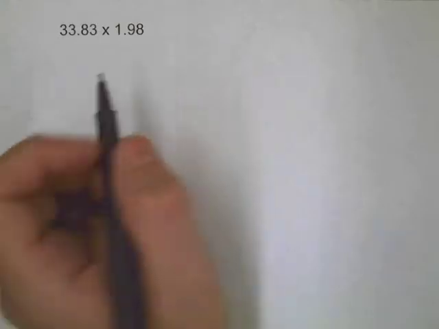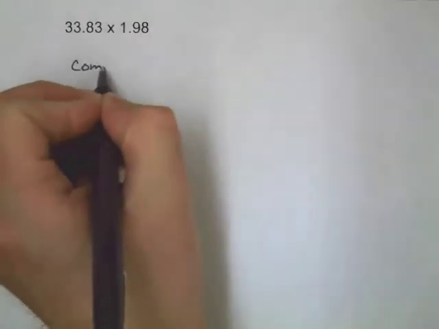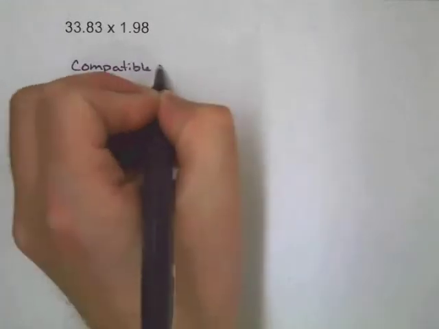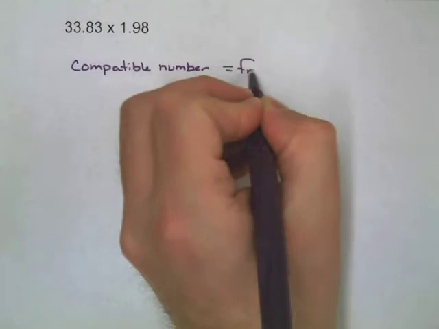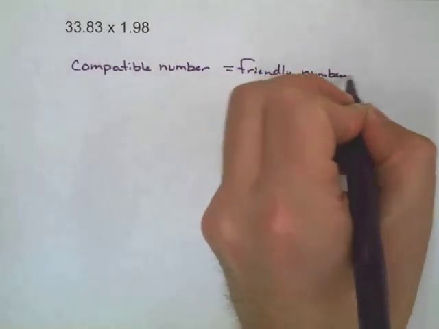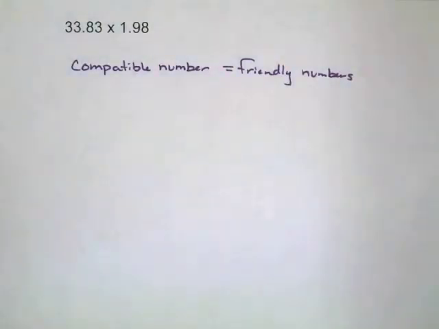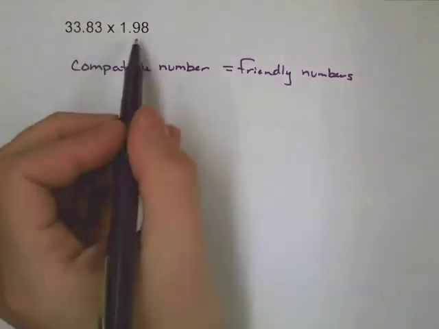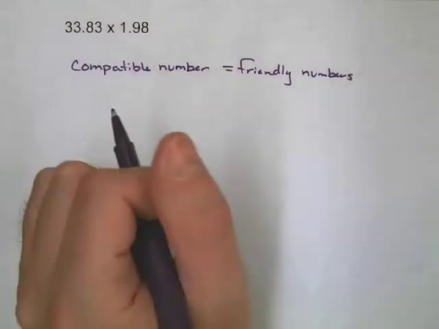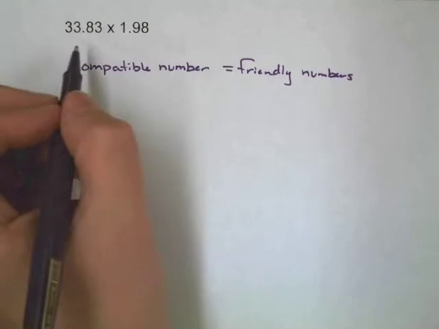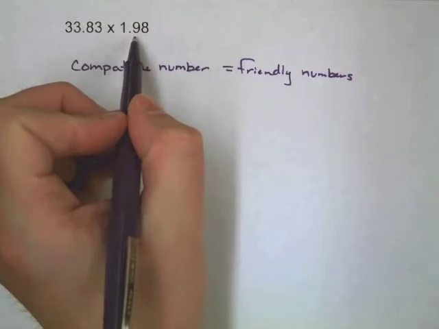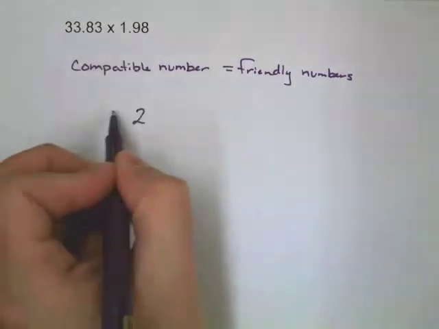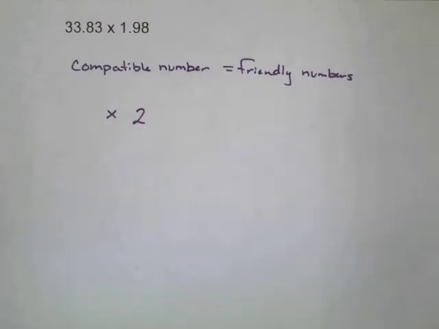So we can look for numbers that we think are compatible numbers. And compatible numbers are oftentimes known as friendly numbers. Those numbers that are easy to work with, those numbers that we can work with usually in our heads. So let's look at these numbers here and see if they're close to numbers that we think are friendly or compatible. Well, I'm going to look over here. 1 and 98/100ths, very close to 2. And 2 is a very friendly number. It's a number I'm used to. It's a number I've worked with a lot.